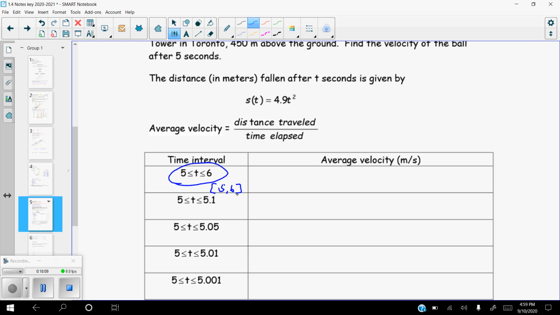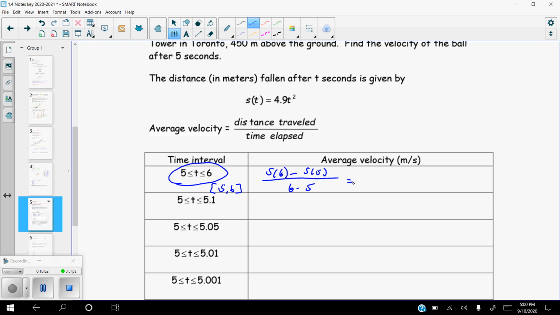Well, it's just going to be y2 minus y1 over x2 minus x1, where basically the t values are x values. And so the y values are going to be found by placing those two x values into the function. So if I want to find the average velocity between the 5th and the 6th second, I need to figure out what the position is at the 6th second. So S of 6, I have to subtract the position at time 5, S of 5, over the difference in time, which is 6 minus 5.